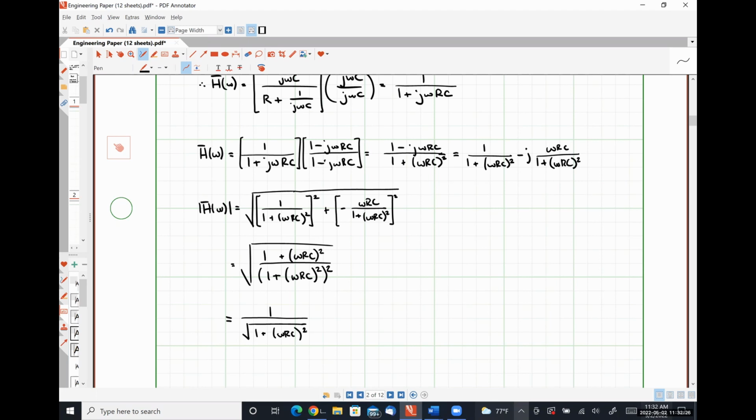From this, I can easily determine what type of filter circuit I have. Let me explain what I mean by that. If I evaluate this response at omega equal to 0, what do I get? 1. 1 over the square root of 1 is just 1. So what that means is that this circuit passes very low frequencies.